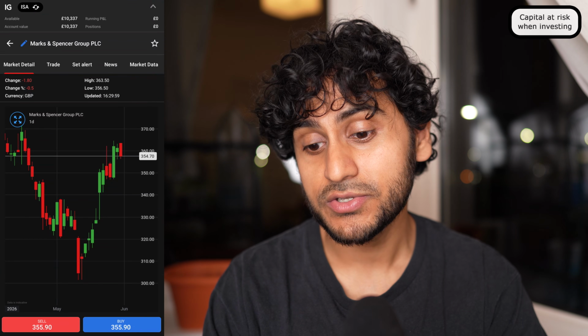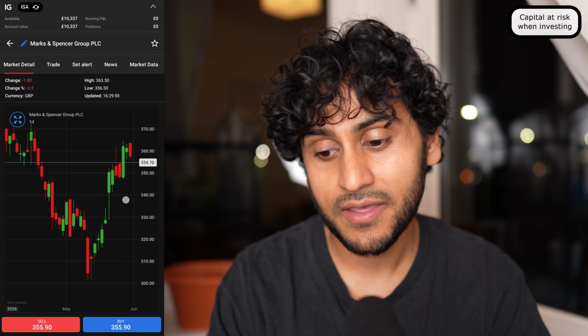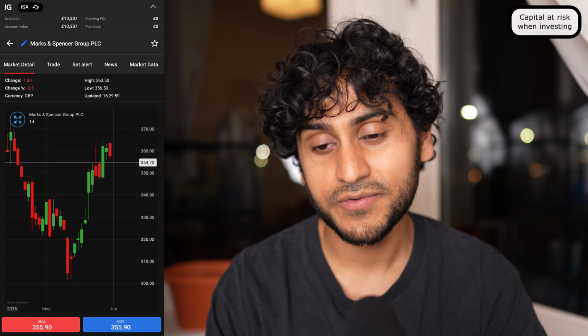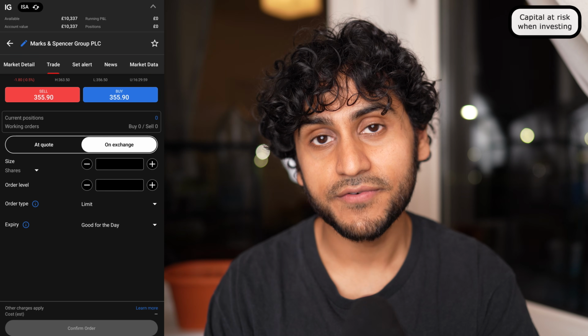Now, when you go into a stock, it looks very different from the IG Invest account. These graphs are more for advanced users, although beginners can look at them. This is a candlestick graph, which shows you the price movement of the stocks in a bit more detail. Now, this is the market detail tab, but this is the most important one. This is the trade tab. Here, you can actually buy and sell your favorite shares.